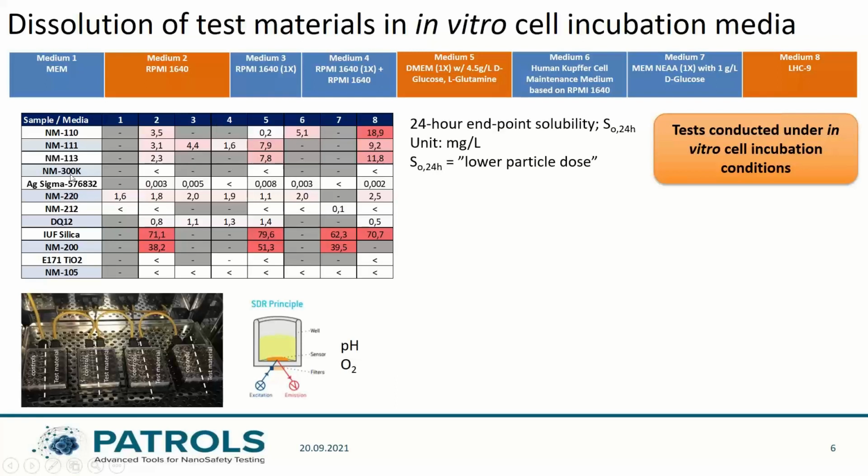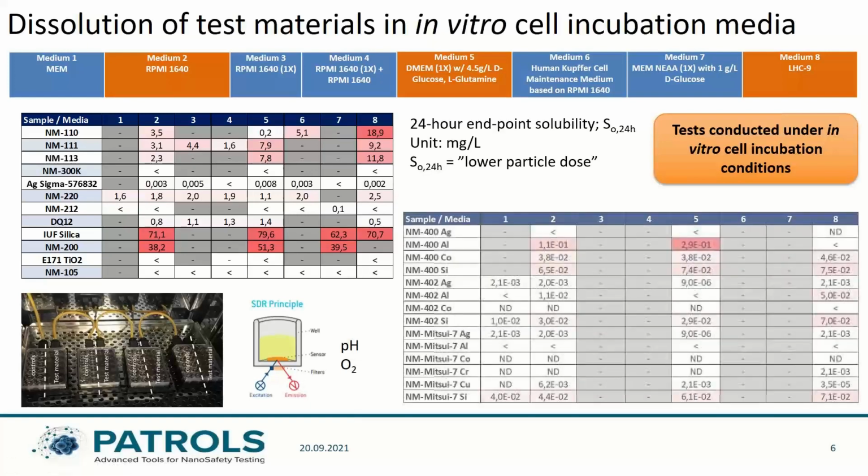We see that the silver particles have a relatively low solubility, barely detectable, and also cerium oxide has a really low solubility. We see that DQ12 dissolves to some extent, and this might be due to an amorphous rind on some of the quartz particles, as we've seen previously and reported in a paper by Røgaard et al. So this could explain that this otherwise crystalline silica material is somewhat dissolved also in cell media. We see that the NM220, the barium sulfate, is more or less equally dissolved in all cell incubation media.